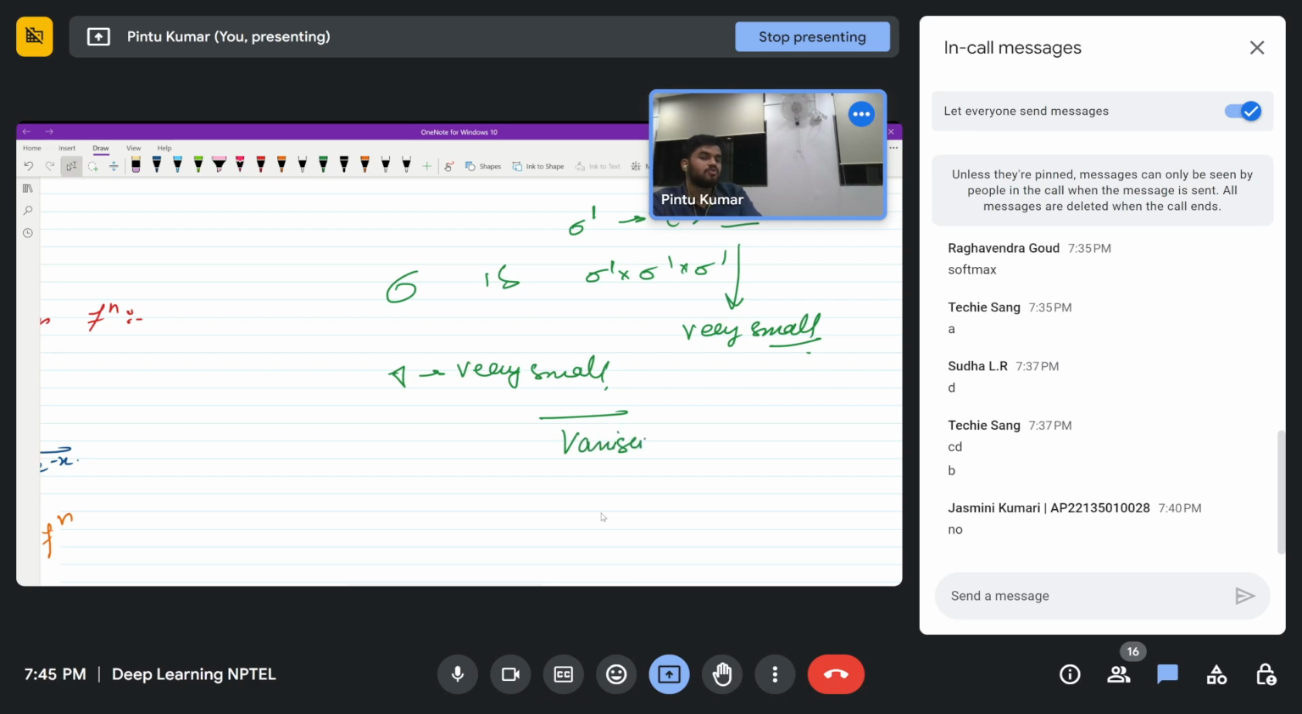Okay, how would we overcome this? These things I think would be covered in later lectures. Right now I just want to say that this phenomenon is called the vanishing gradient problem.